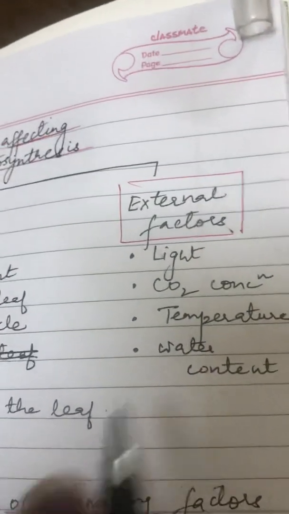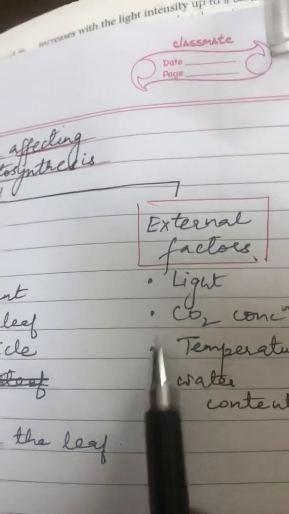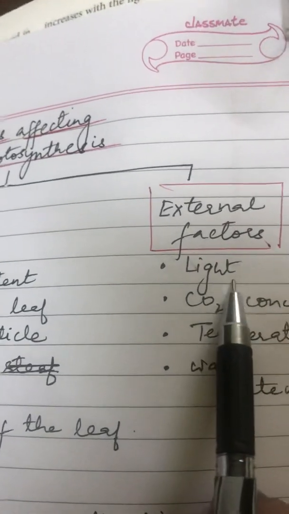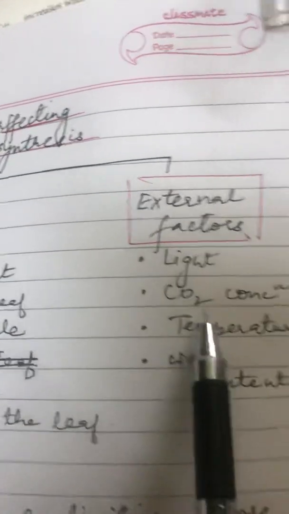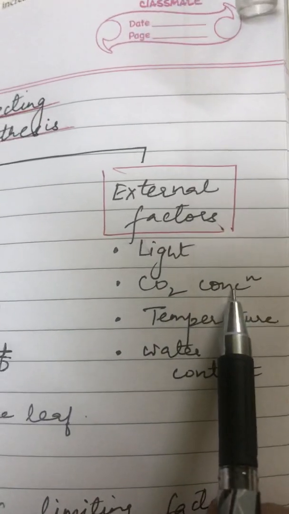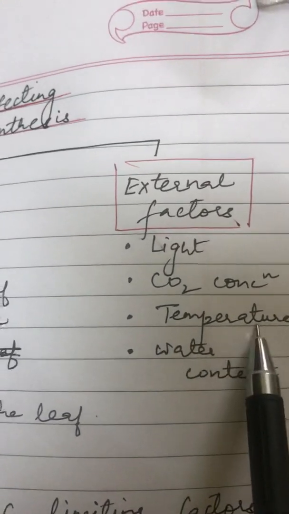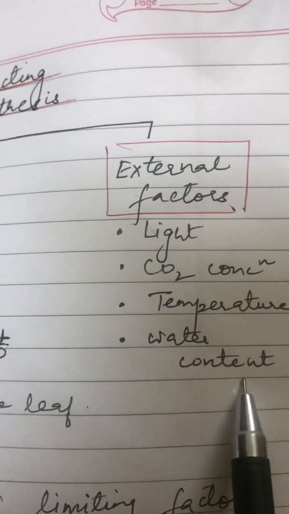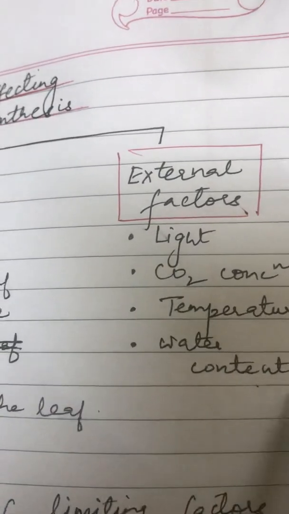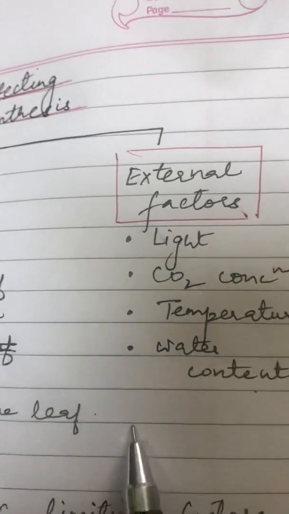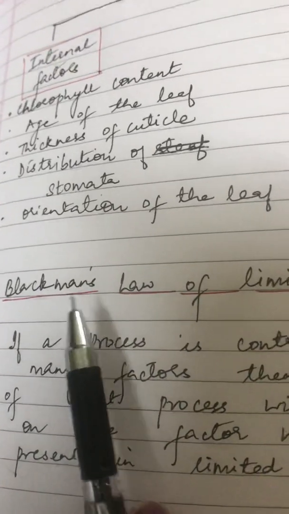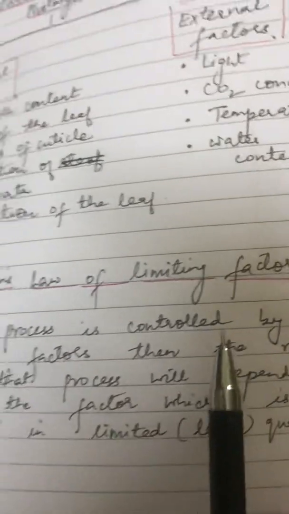Now we'll talk about the external factors which affect the rate of photosynthesis. First is light. Second is carbon dioxide concentration. Third is temperature. And fourth is water content. But before we go any deeper into how these factors affect the rate of photosynthesis, we need to understand a very important law known as Blackman's law of limiting factors.